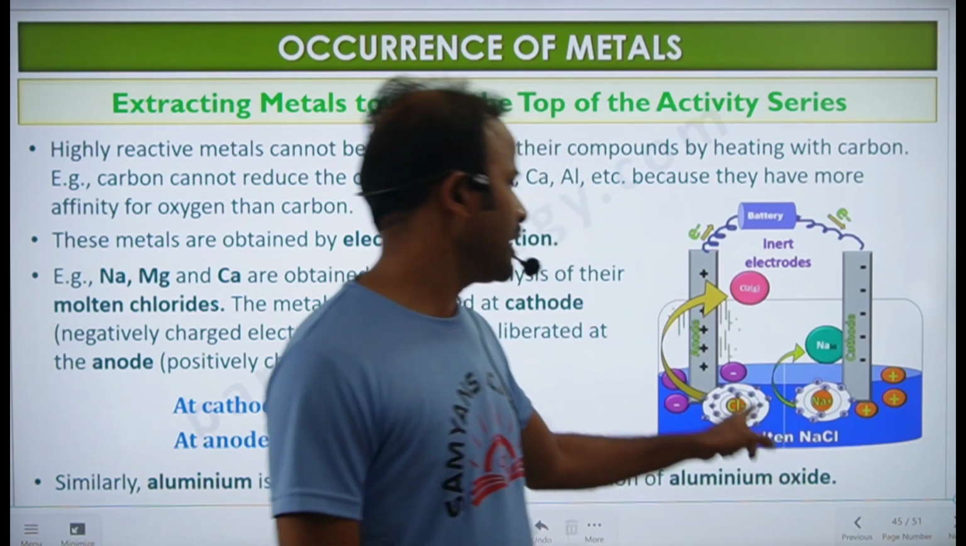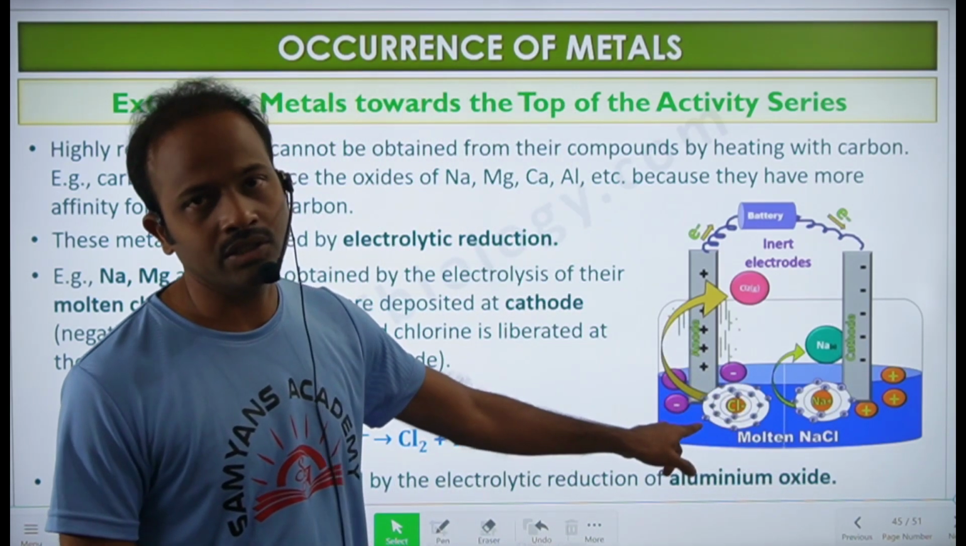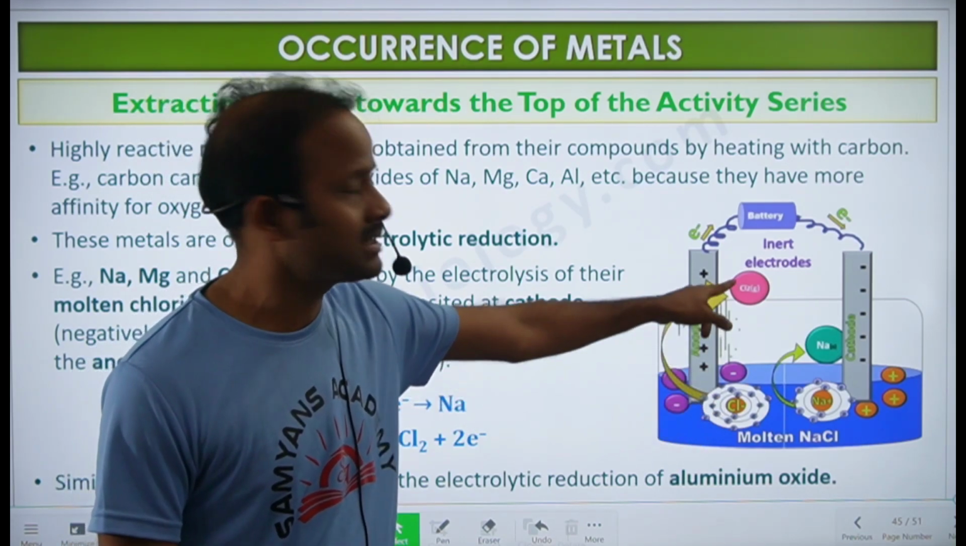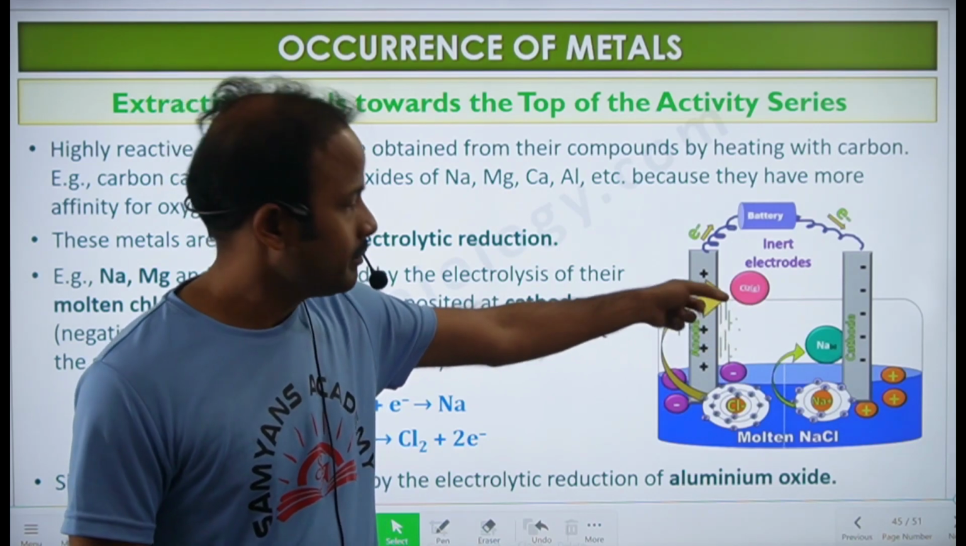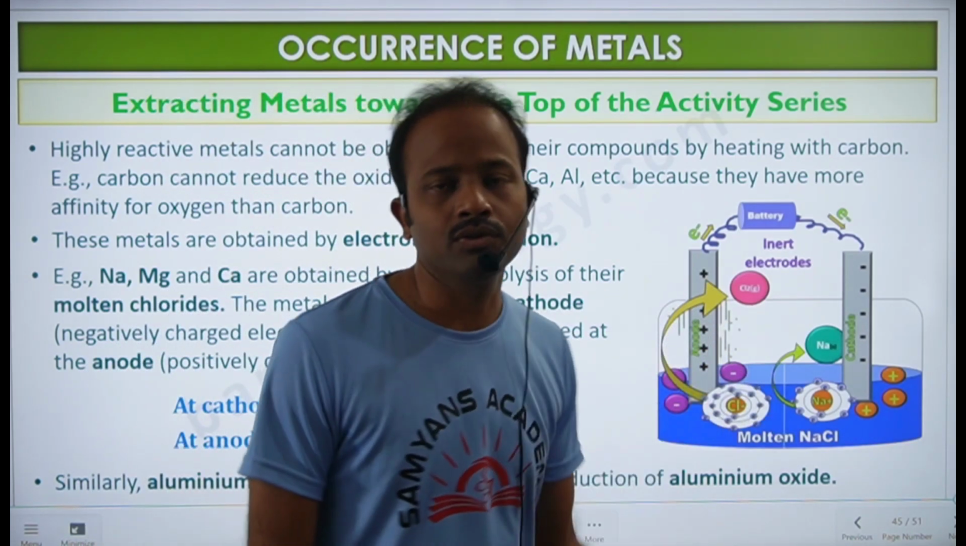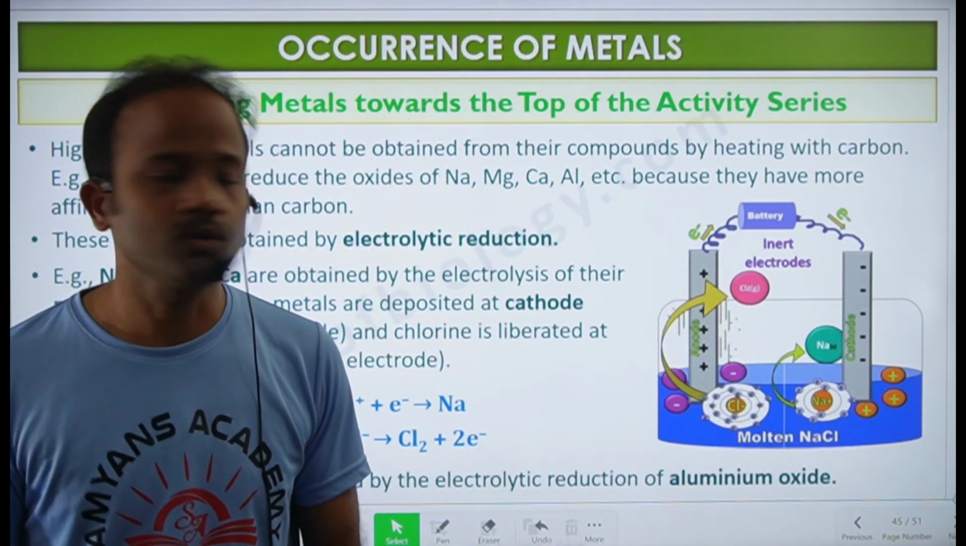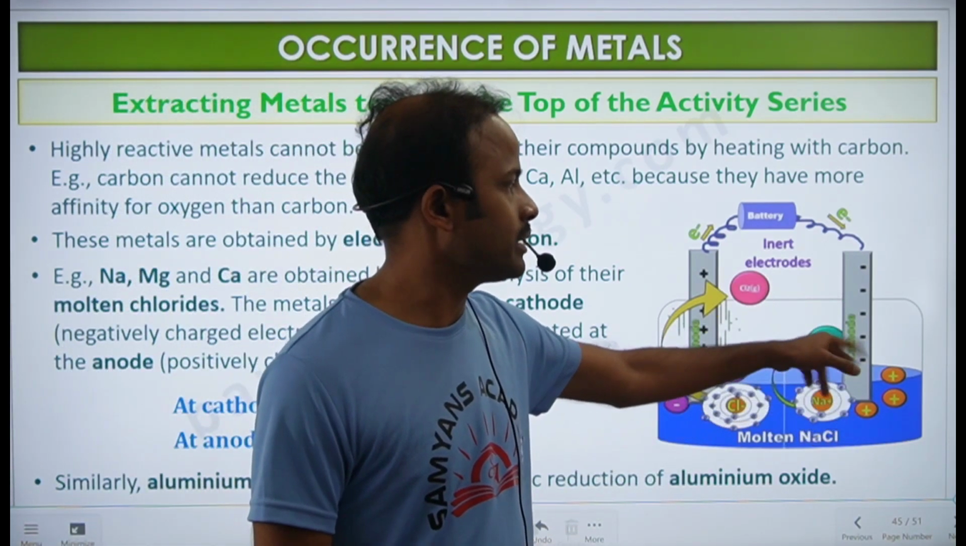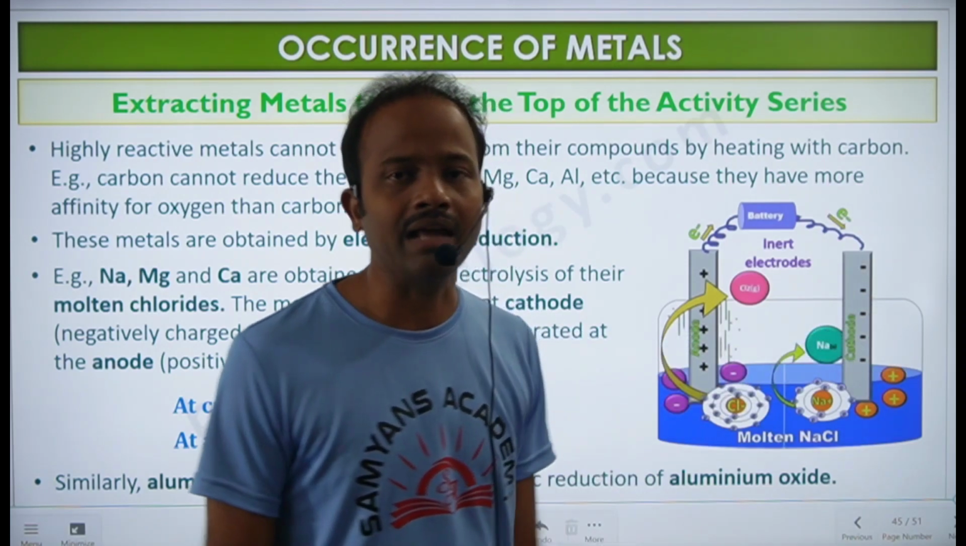And this Cl minus ion is attracted towards the positive electrode, where the discharge of Cl minus takes place. The Cl minus is discharged as chlorine gas here, which means we can observe some bubbles due to the evolution of chlorine gas. So in this process we get the sodium. All sodium atoms get deposited on this cathode.